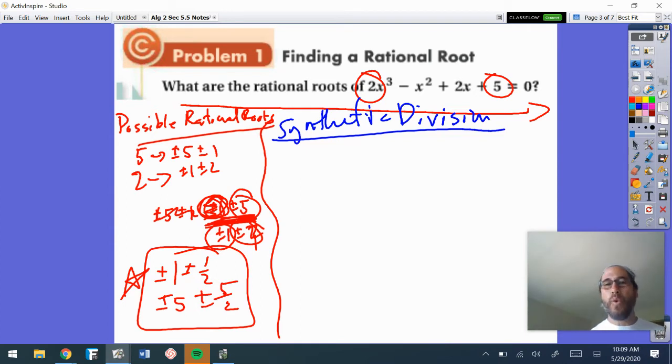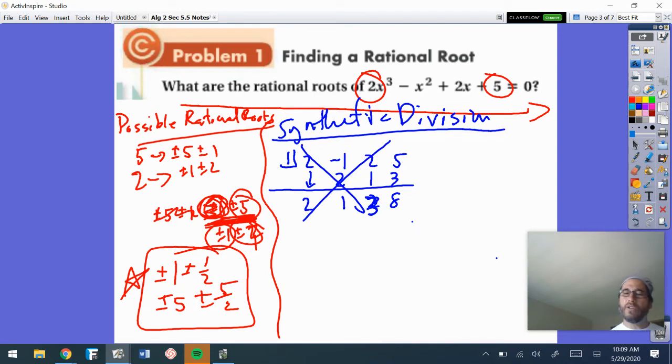So let's do it. Let's try 1. Let's see if 1 is an actual rational root. All right, so we go 1, and then we just do synthetic division. And remember, this is nice and easy. Let's drop that 2. 2 times 1 is 2. Combine 1 and 2, that's 3, and then 3, and that's 8. No way, Jose. No thank you. Darn it. So I've got to try something else. I don't like fractions, so I'm hoping I don't have to go to fractions.